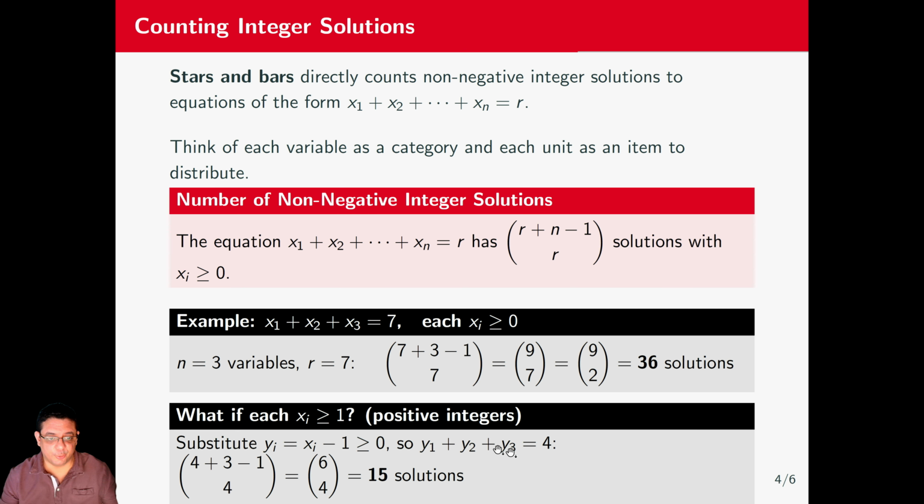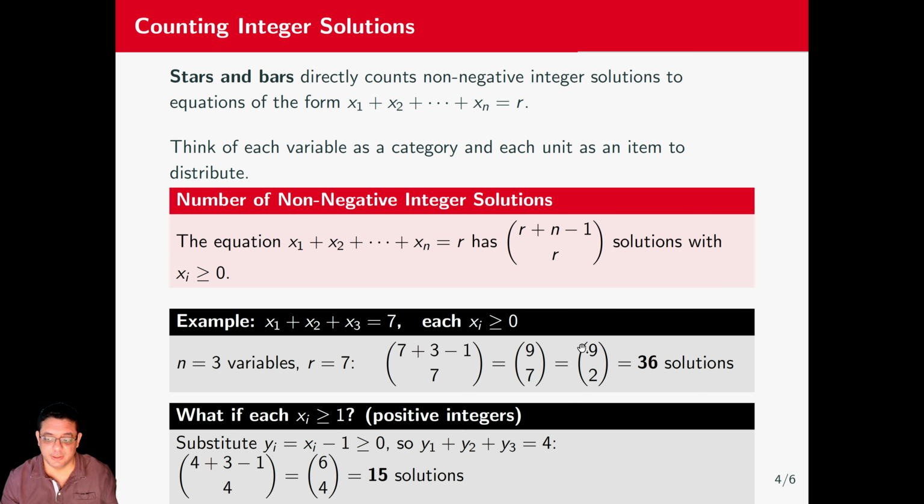Notice that to get this 4, we're getting y1, y2, y3, but our original equation was x1 plus x2 plus x3. So to convert this equation, we need to subtract 1 from each of these. And so this subtracts 3 out of 7, so it becomes 4. That's the reason why this equation transforms into y1 plus y2 plus y3 equals 4, because we're subtracting 1 from each to transform into y1, y2, y3. And now this is our new r.